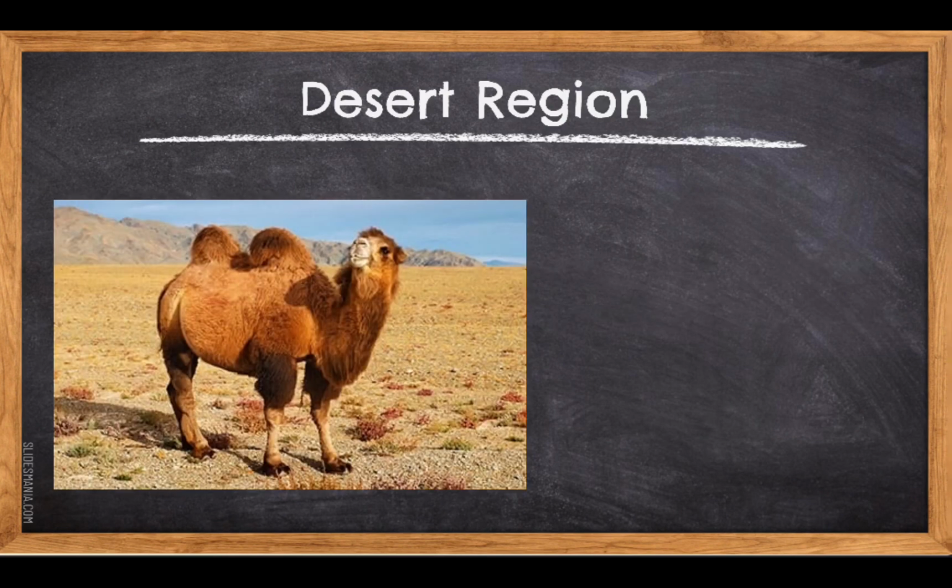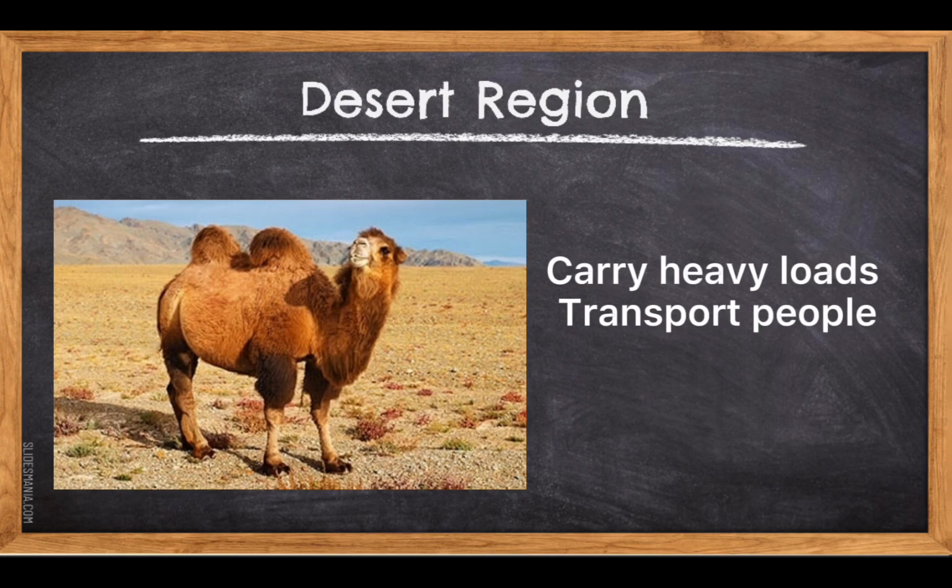Camels are the most important because they carry heavy loads and transport people. They can also be used to block the wind and to work as a water pump. Camels supply milk and meat.